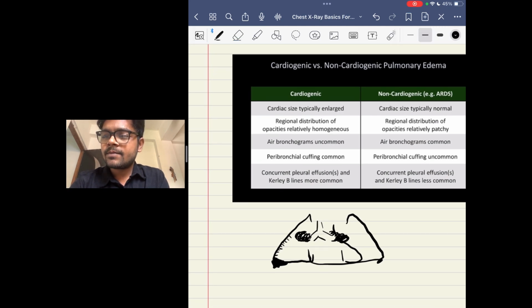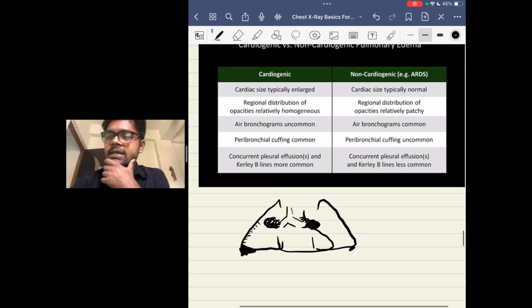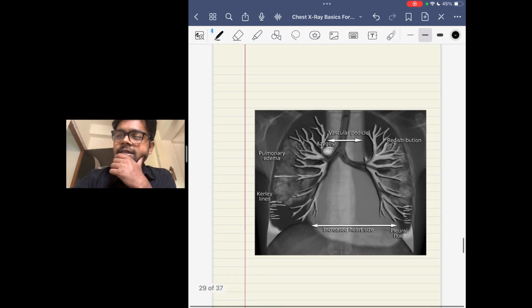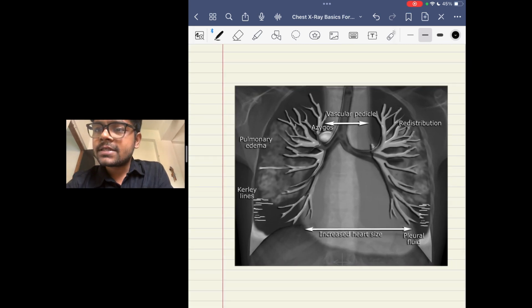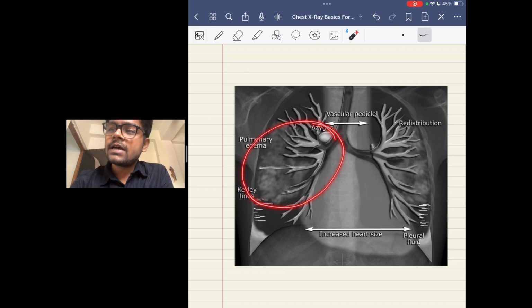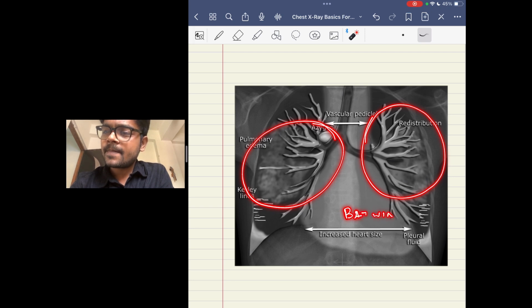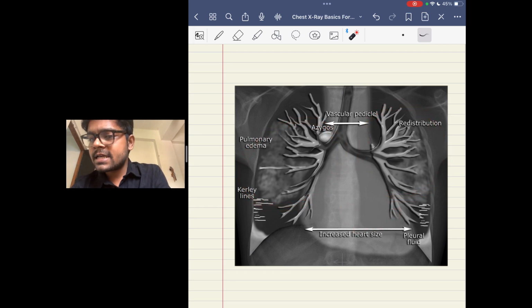So here will be the opacities. We will be seeing images, right? So this is the animated image. You can see that the pulmonary edema is mostly around the hilum. So that is the bat wing opacity. The heart size is increased.